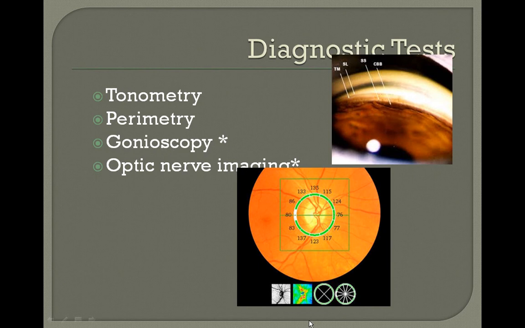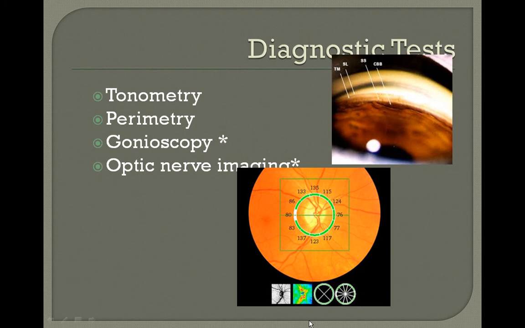Now with tonometry, this is what is done when we go to have our eye exams, where they test the pressures. Again, the normal is 10 to 21. With primary open angle glaucoma, the person may have a pressure that's 22 to 32 millimeters of mercury. With the angle closure, the book says that the person may have 30 or higher with the acute angle closure type.